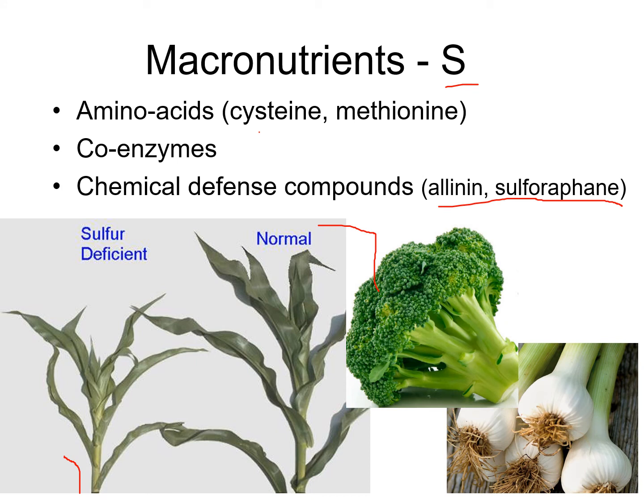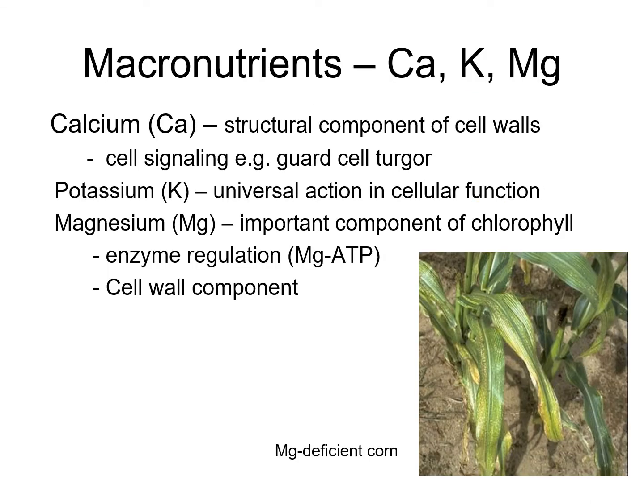So those chemical defense compounds are found in things like the brassicas, which are broccoli, cabbage, cauliflowers. All of those types of plants have sulforaphanes in them, and this is actually believed to be one of the health benefits of those plants, and that they protect you from cancer because of the sulfur-containing compounds. And onions have these compounds called alliins, which also include sulfur in them. There's a number of other macronutrients, calcium, potassium, magnesium, which are also critically important in plant health.